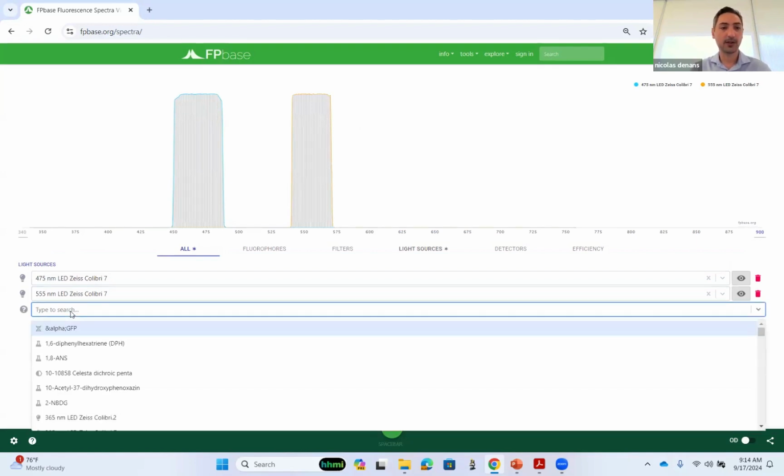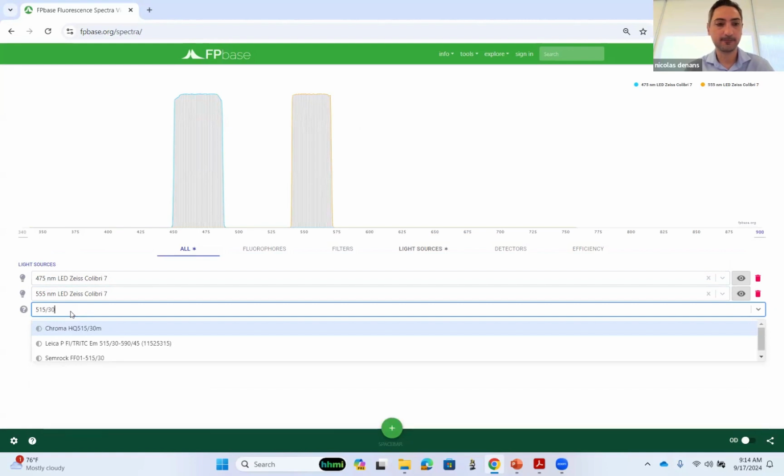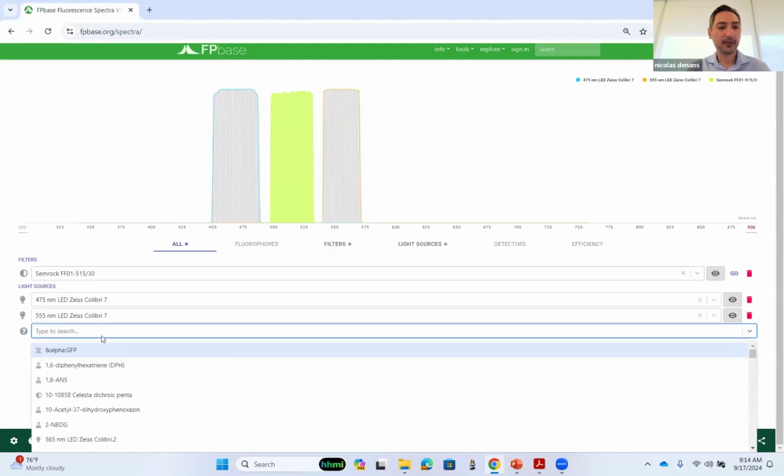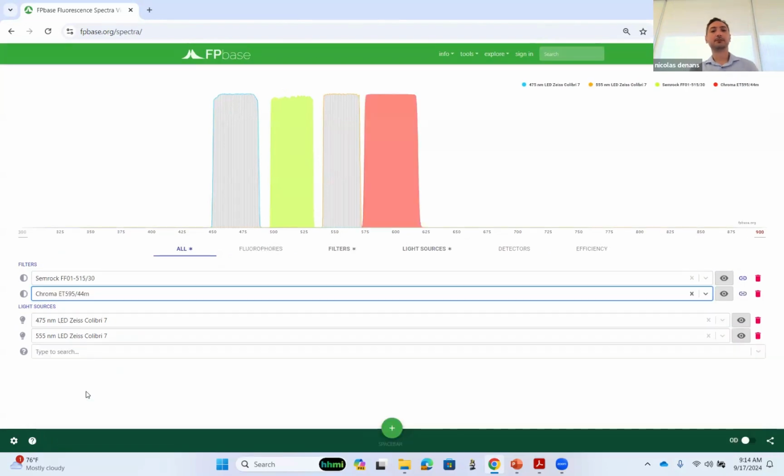Now we are going to look for our emission filter. So we have, for instance, a classical FITC emission filter, which is going to be a 515/30. And maybe we can have a red, which is going to be a 595/44. There we go. So we have here our excitation in green, excitation in red, emission in green, emission in red, right?